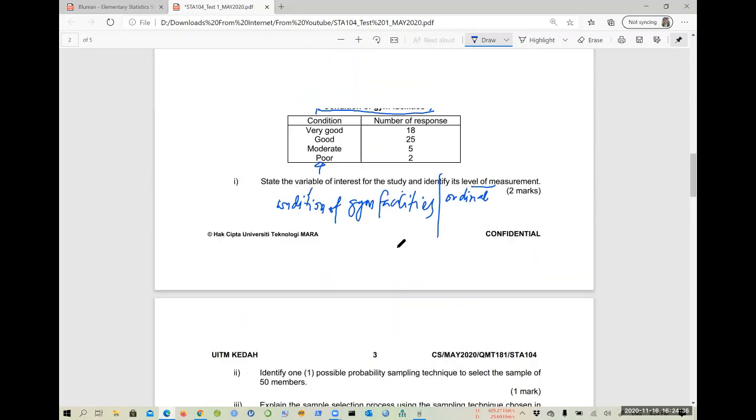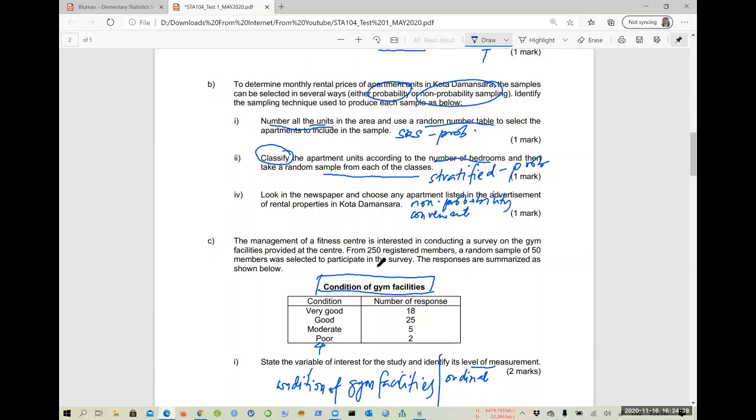Okay, you can select the sample because this one, they just give you the list of the 250 registered members, right? Based on the management, you have the registered members and you can come up with the list. So is there a grouping or not? In this case, there's no grouping involved. So that means stratified sampling, cluster sampling, and multi-stage sampling are not applicable. So your answer is going to be either simple random sampling or systematic sampling.